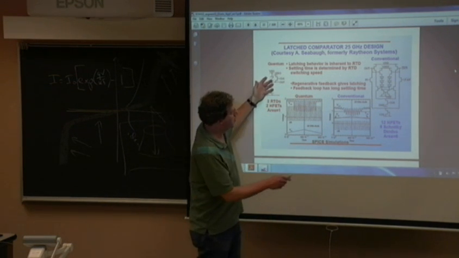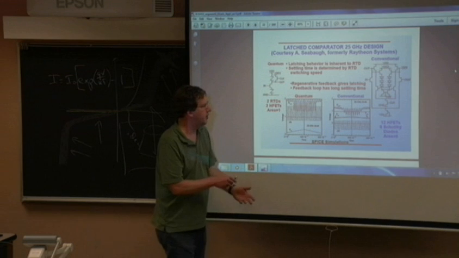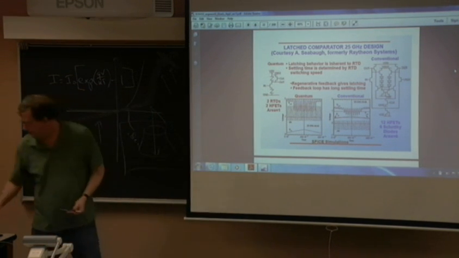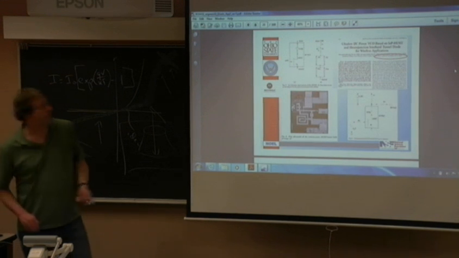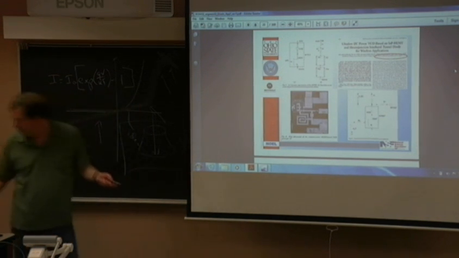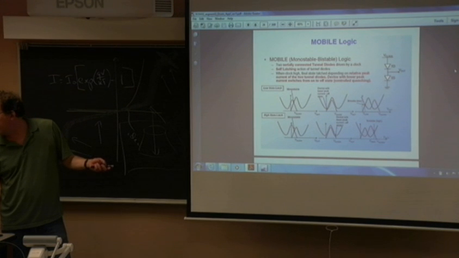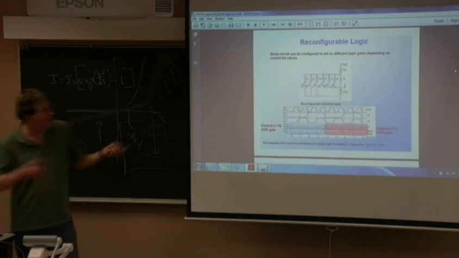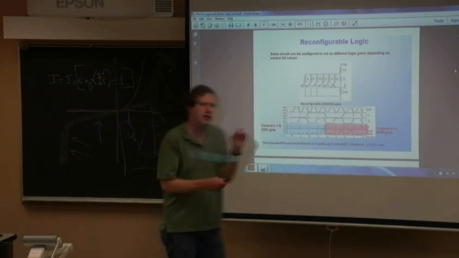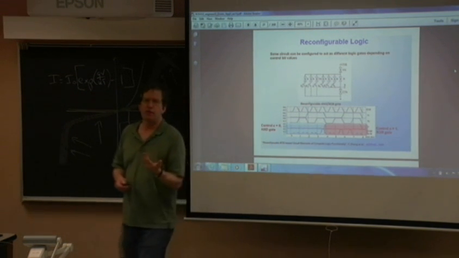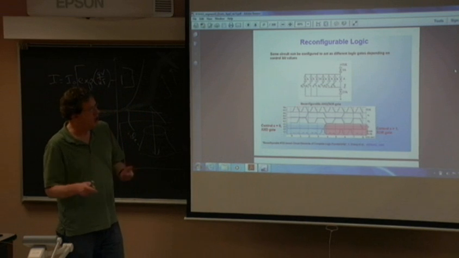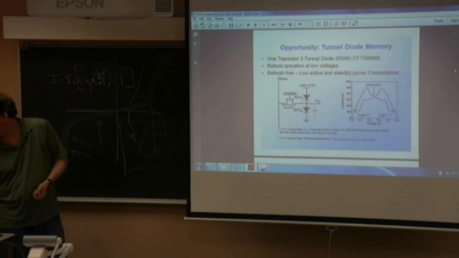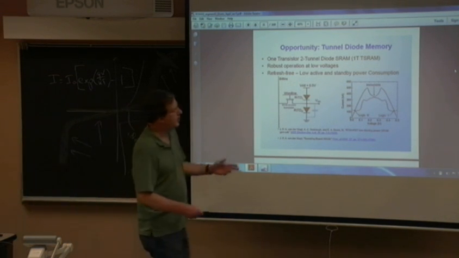So I can actually go from a complex circuit to a simpler circuit, and it behaves more appropriately with less parasitics. Or I can do voltage-controlled oscillators with tunnel diodes, and logic, and Boolean logic, and multi-level logic, and reconfigurable logic. Basically, having this unusual device that has an NDR, negative differential resistance, I can fashion all kinds of circuits.